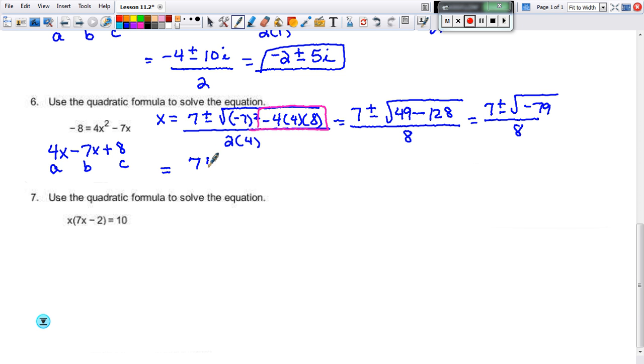So that equals 7 plus or minus, take the negative out of radical by calling it the letter I. Square root of 79 does not simplify over 8. Now because this has an imaginary component, you do have to split these up. It's going to look like this. 7 over 8 plus or minus the square root, I comes in front of a square root. I times the square root of 79 over 8.